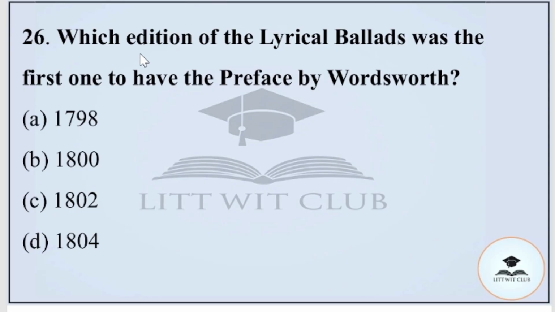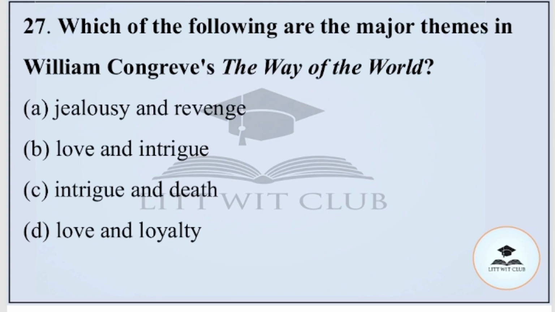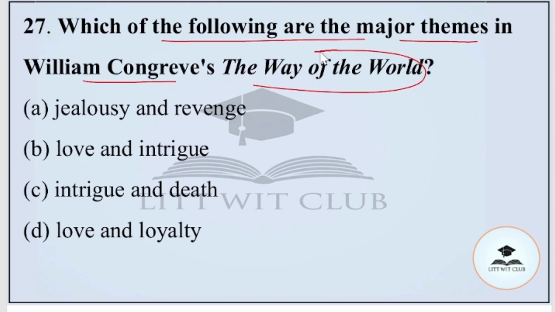Question number 26. Which edition of the Lyrical Ballads was the first one to have a preface by Wordsworth? 1798, 1800, 1802 or 1804? And the correct answer is 1800. Question number 27. Which of the following are the major themes in William Congreve's The Way of the World? Options are jealousy and revenge, love and intrigue, intrigue and death, or love and loyalty. And the correct answer is option number B, that is love and intrigue.